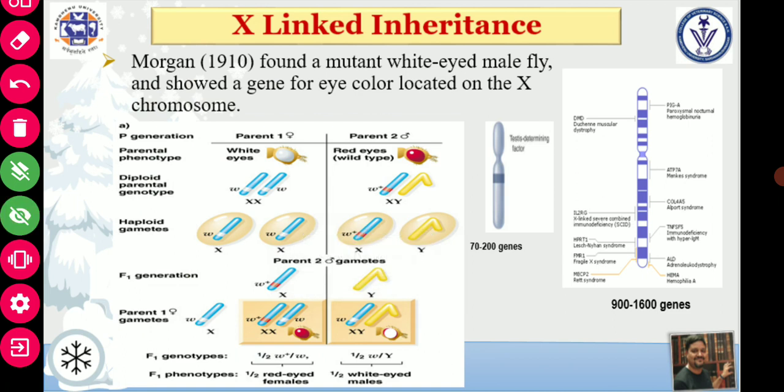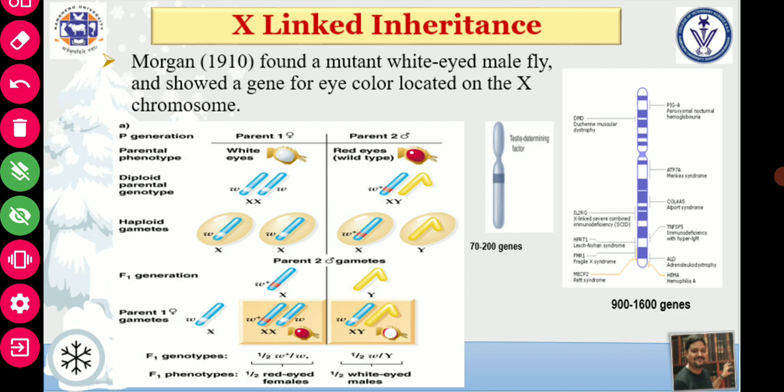Now coming to the particular X-linked traits. In sex-linked, we know there are two sex chromosomes, X and Y. So first of all, we'll see X-linked inheritance. Morgan in 1910 found a mutant white-eyed male fly and showed that the gene for eye color is located on the X chromosome. The wild type of eye color in Drosophila is red, but he found a white-eyed mutant. So when he found the white-eyed mutant, he tried to get the inheritance pattern of that white eye.